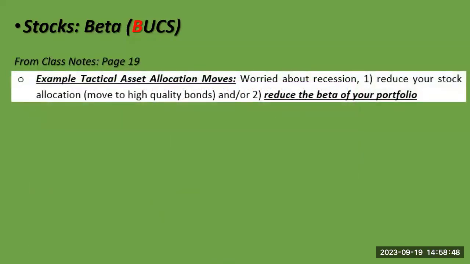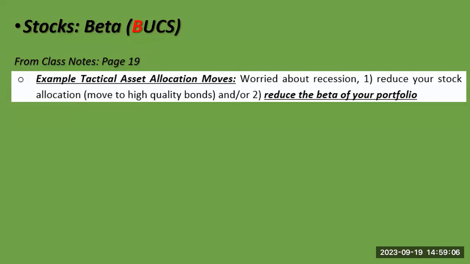So what are your tactical moves? Pretty obvious. In fact, this is going to be true on all of these. Strong economy, go high beta. Weak economy, go low beta. Strong economy, over allocate the stocks. Weak economy, under allocate the stocks. But y'all knew that before you even started your class. So that's pretty obvious there.